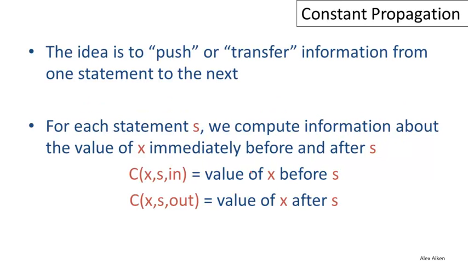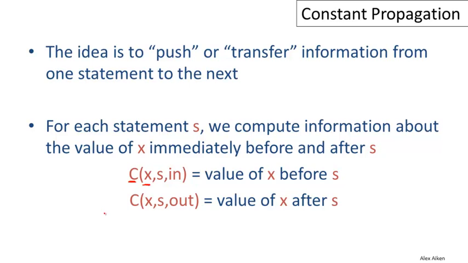The idea behind the rules is going to be to push or transfer information from one statement to the next. And so for each statement S, we're going to compute information about the value of x immediately before and after S. Remember, those are the program points that we want to attach information to. So in particular, we're going to have a function C that stands for constant information. And C will take 3 arguments.